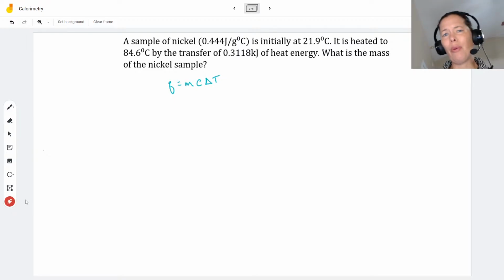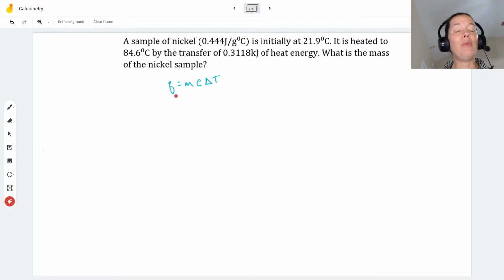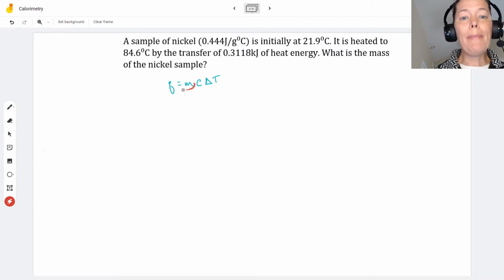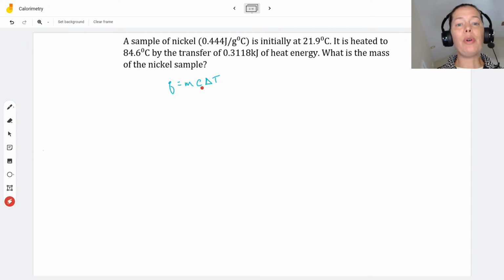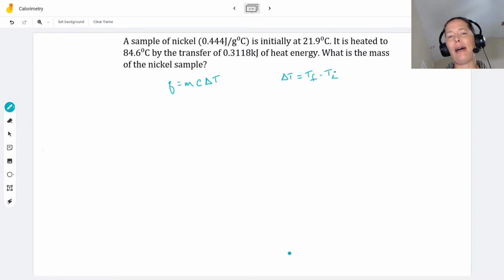Now let's talk about what each of these variables are. Q is your heat. It is going to be measured in joules. It can also be measured in kilojoules. M is your mass of your sample. C is your specific heat. And delta T is your change in temperature. Now delta T more specifically is going to be your final temperature minus your initial temperature. That should be a dot over the I. So that is how we calculate delta T.